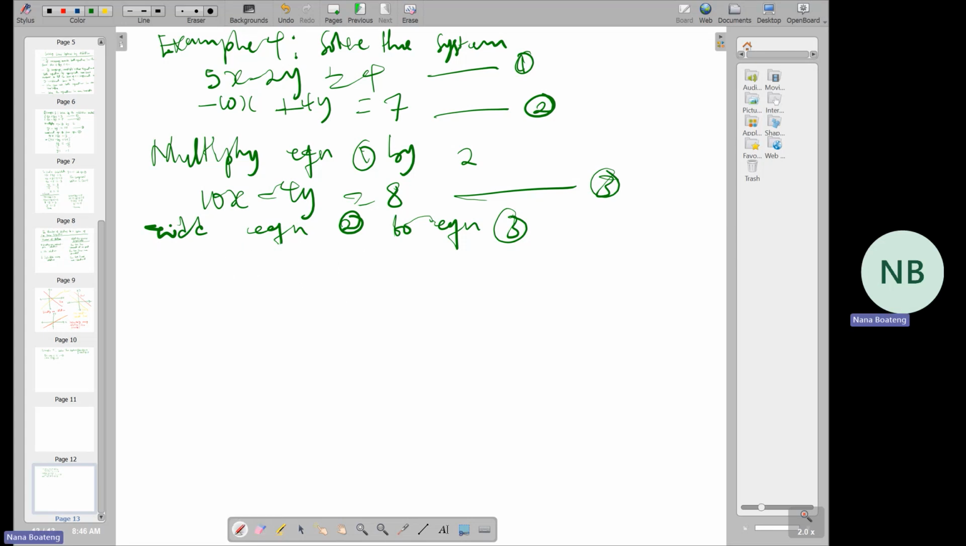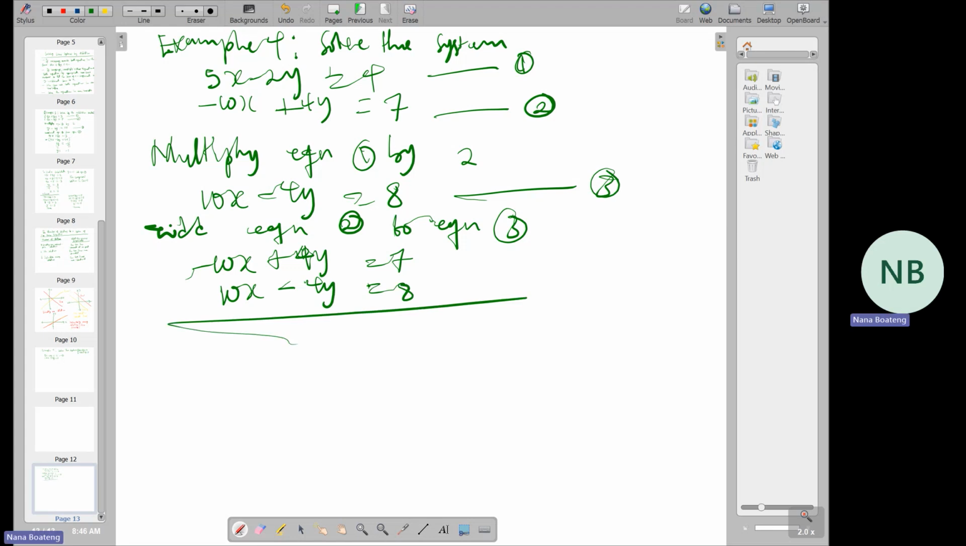So equation 2 is minus 10x plus 4y is equal to 7. And equation 3 is 10x minus 4y is equal to minus 10x minus 4y is equal to 8.